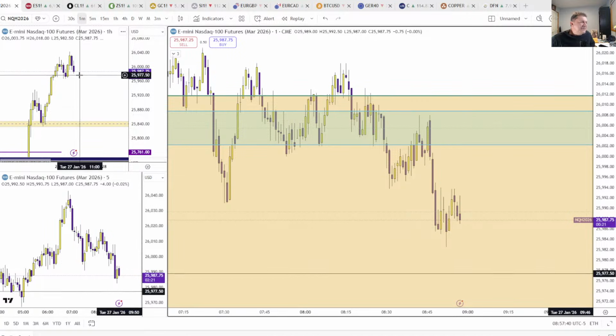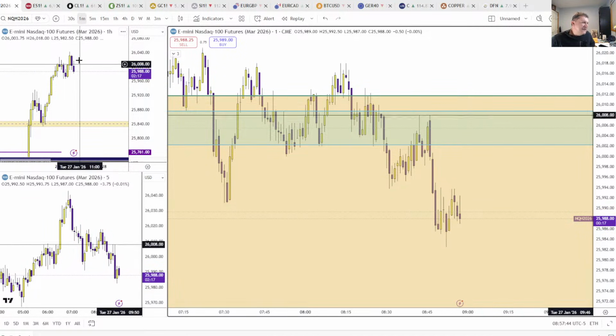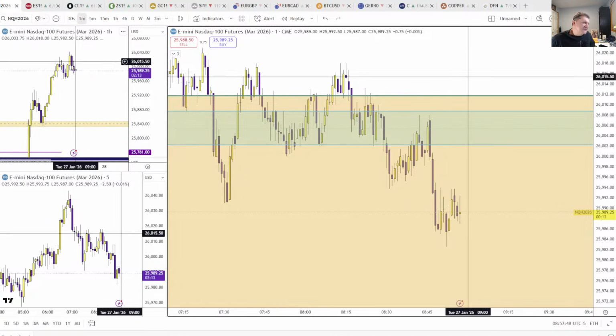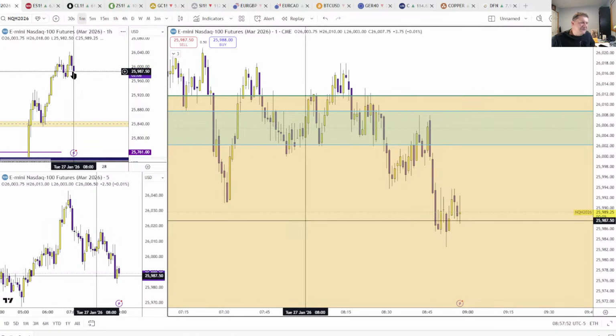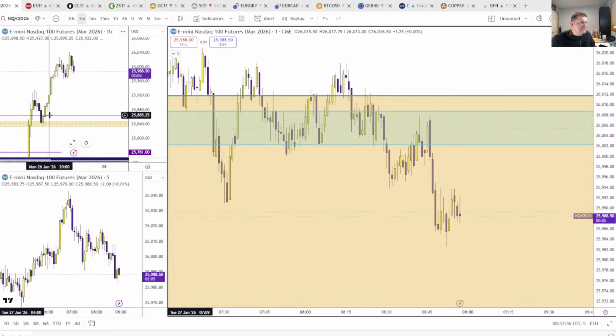Wait, because if we get a market structure shift here, like a nice displacement candle, then all bets are off for that new high. I'm just looking at internal range liquidity hunt, and I'm looking down here at 25. So another, that would be 100 handles, 120 handles or more.